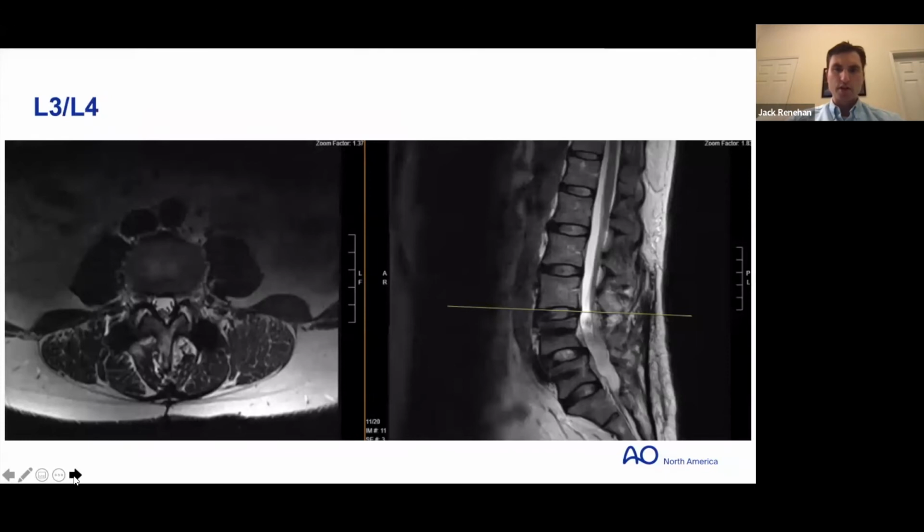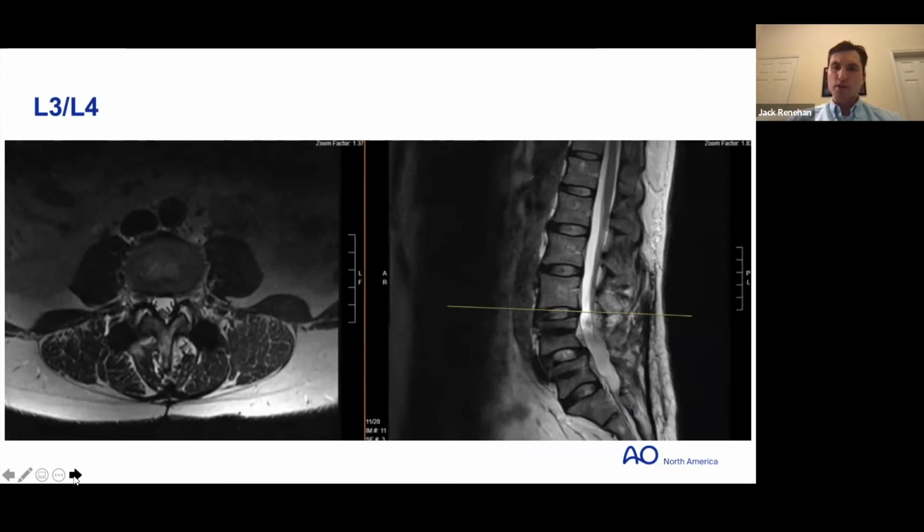So this is at L3, L4. And you can see there's significant facet arthropathy here with gapping of the facet joints bilaterally, significant abnormal fluid signal. And you can see she's got foraminal stenosis there, a little bit in the recess, but primarily foraminal stenosis. Otherwise, pretty benign findings. It's just that focal pathology there.